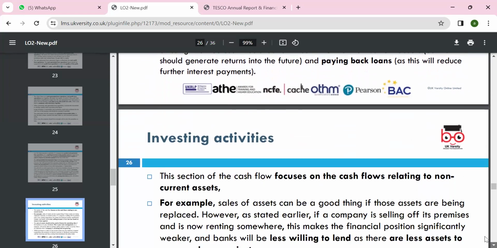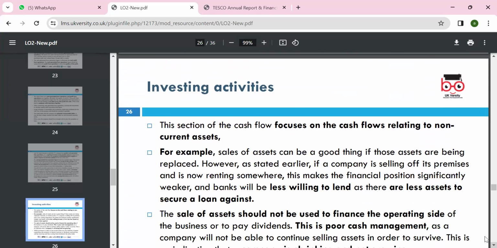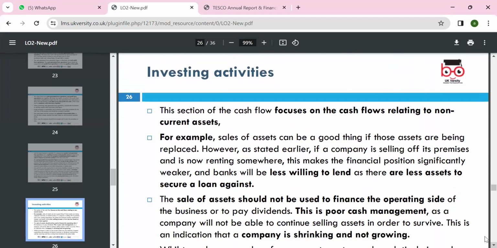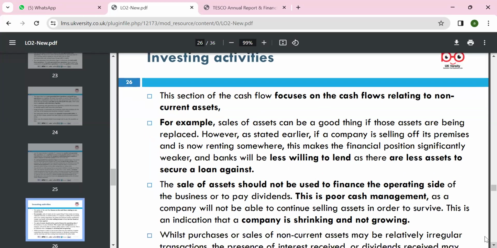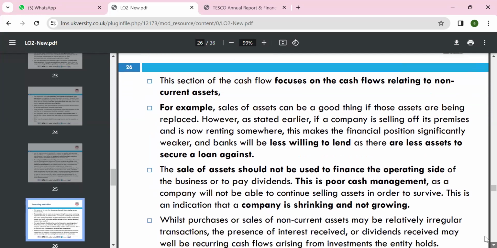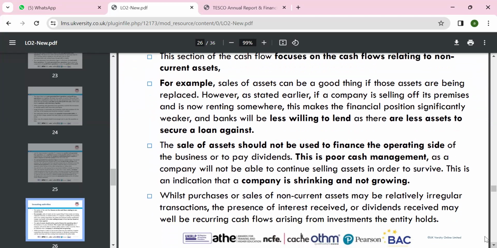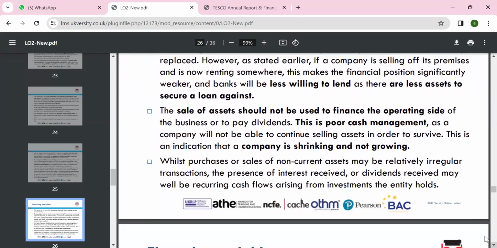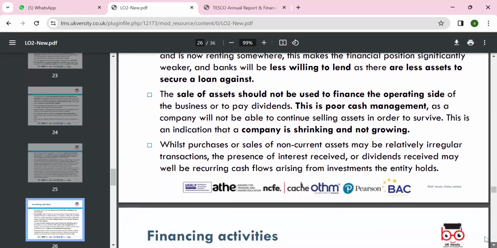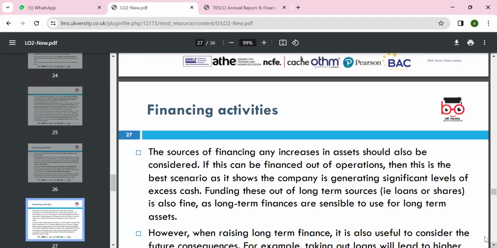You can look at the financing and investing activities. For example, the sale of an asset can be a good thing if those assets are being replaced. However, as stated earlier, selling its premises is not a good idea. Maybe for the time being the cash balance is positive, but in the long run there is poor cash management, and we can also review credit control policies.